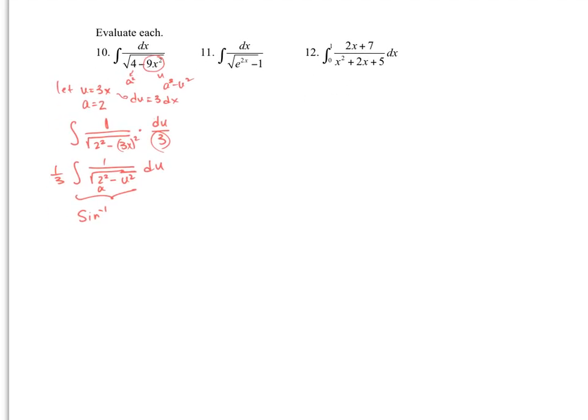Okay? So this would be the inverse sine of u over a plus c. Well, what is our u over a? Our u, we said, was 3x. A, we know it as being 2, so that's what's going to go there. And don't forget, I have this guy following along. This one isn't part of my formula. This one is just going on for the ride because it was a constant that was out in front. So we end up with 1/3 the inverse sine of 3x over 2 plus c.